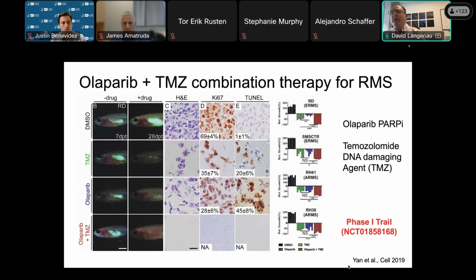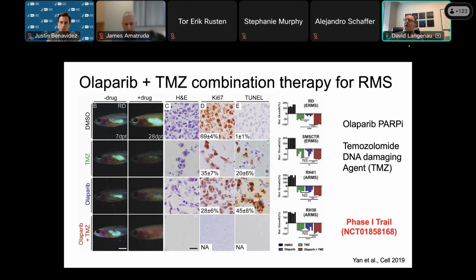Okay, so now that I've described the models, very briefly, the first iteration of these came out in 2019, where we identified a drug combination called olaparib and temozolomide. Olaparib is a PARP inhibitor and temozolomide is a DNA damaging agent. As you can see at the bottom of this slide, when you treat these animals with the combination therapy, the tumors really had a major effect and they went away over time.